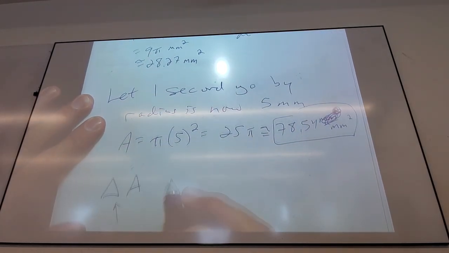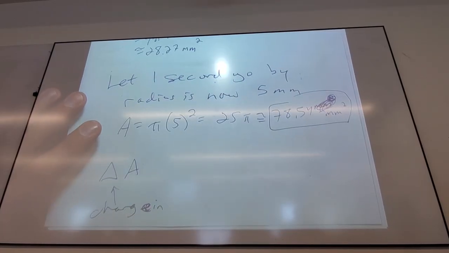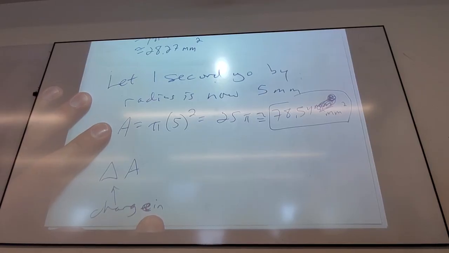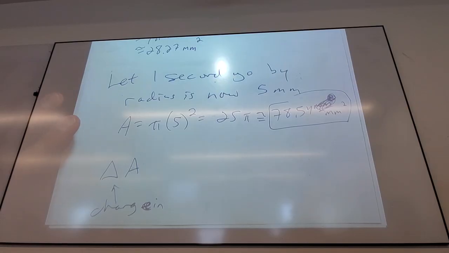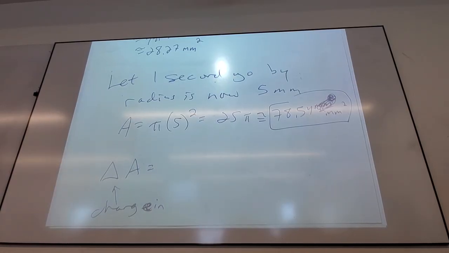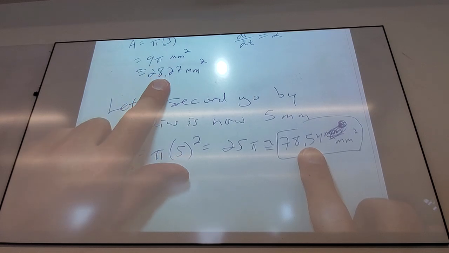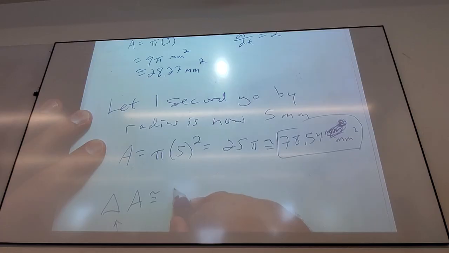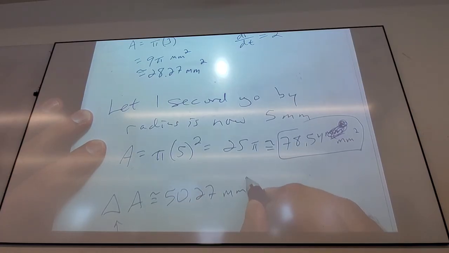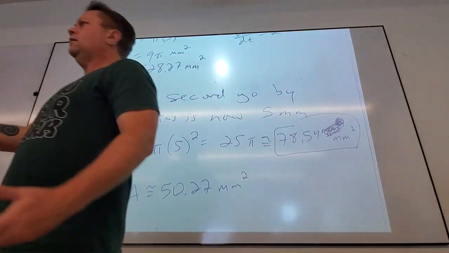This symbol here means change in. This means the change in area. Not the instantaneous change, because this is the change in area over the course of a second, correct? So it's not the instantaneous change. How much did the area change by? Like 30? 50.27, yes. So roughly 50.27 millimeters squared, yes? Is everybody with me? This is all concrete. Yeah? Okay.